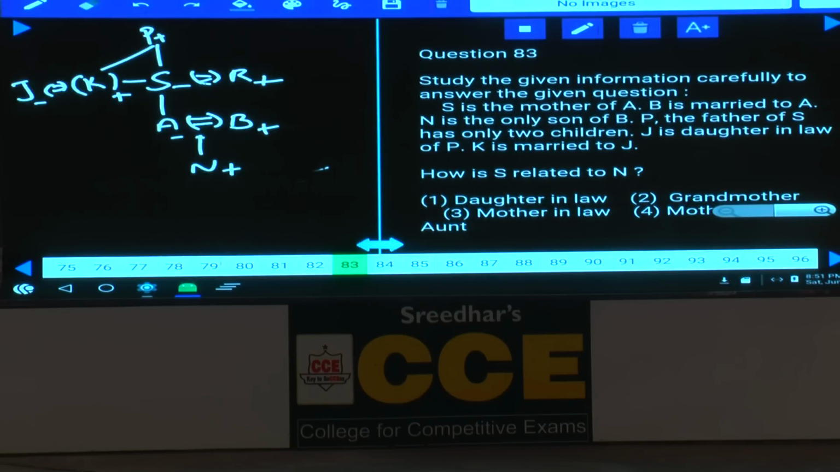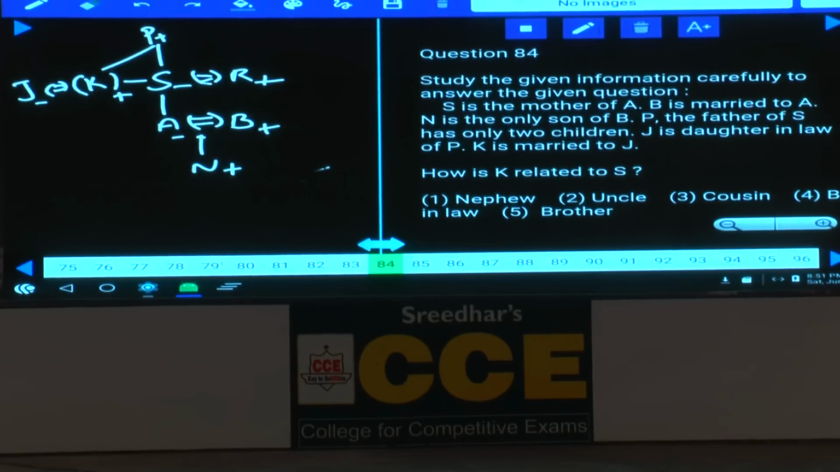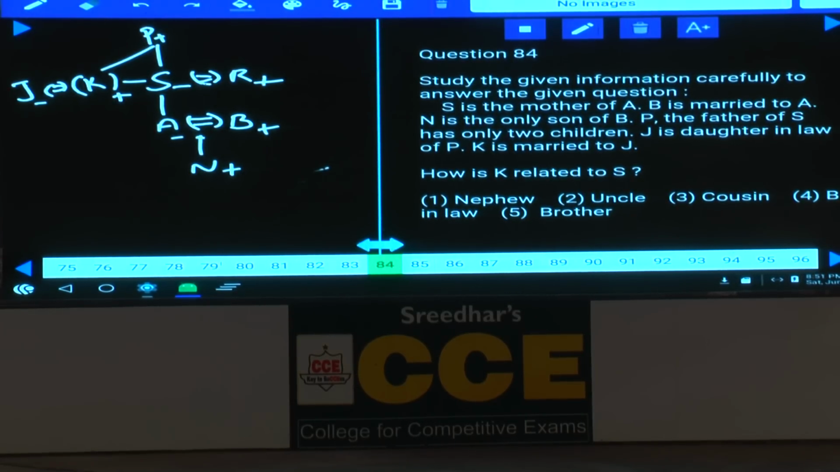Then 83, how is S related to N? N's mother's mother. Mother's mother is grandmother, that is choice 2. Then 84, how is K related to S? K is the brother of S, choice 5.